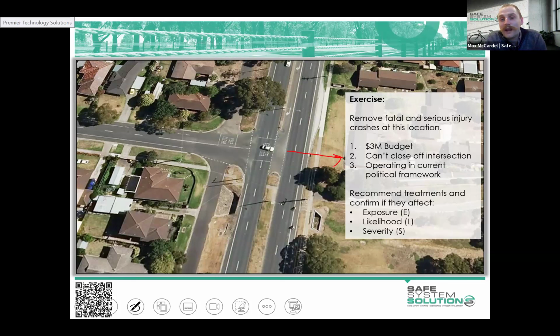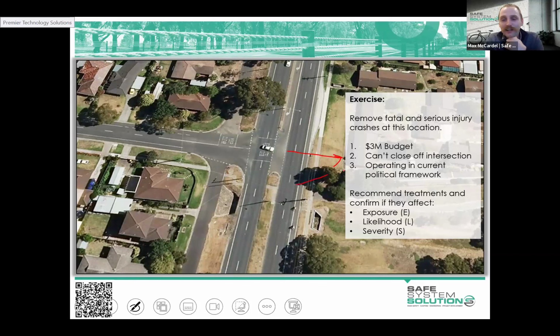So we have to maintain the existing turning movements. In other words, it still has to be left in, left out. It has to be right in, right out. We're unable to shift that. Okay, so we can't do anything there.